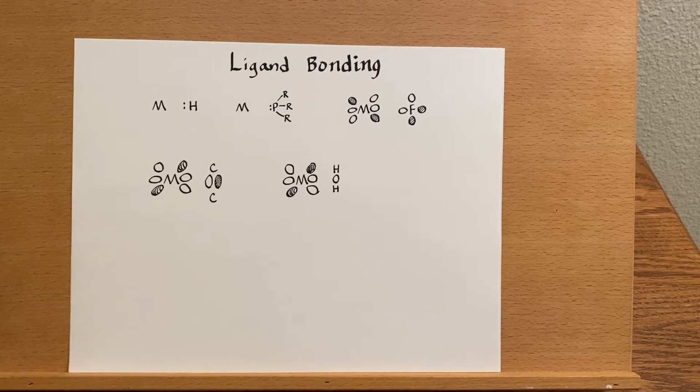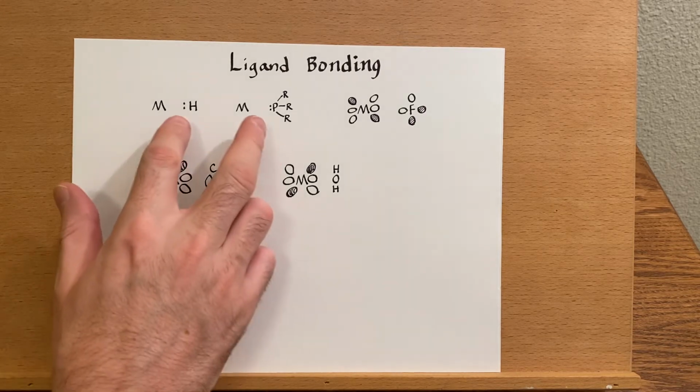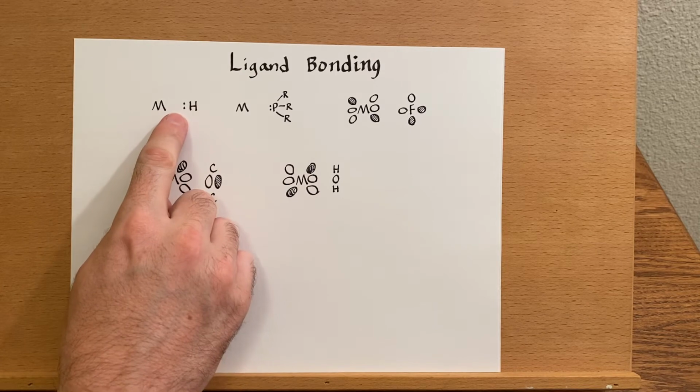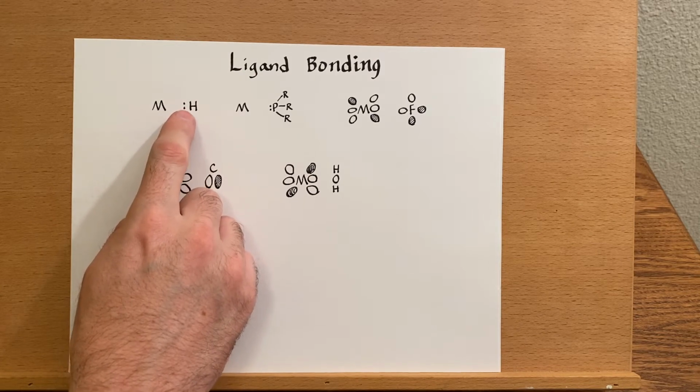Let's talk about how some ligands could bond to metals. And specifically, we're going to include some organometallic examples in this discussion. So to start off, I have some very simple examples, which is just a sigma donation to a metal.